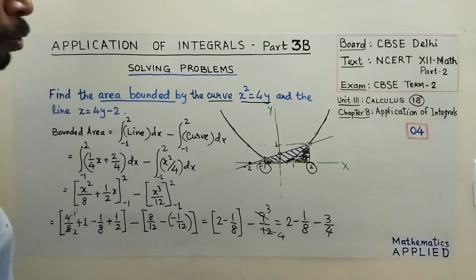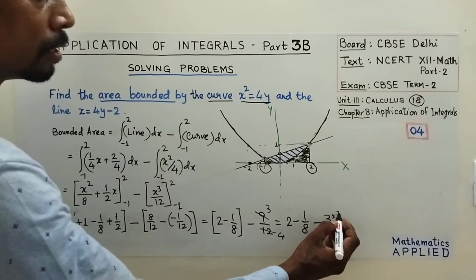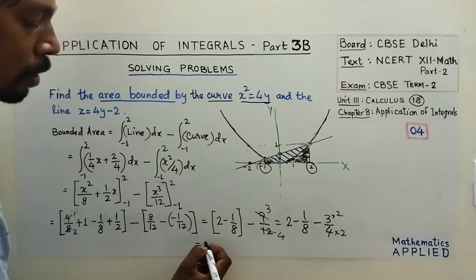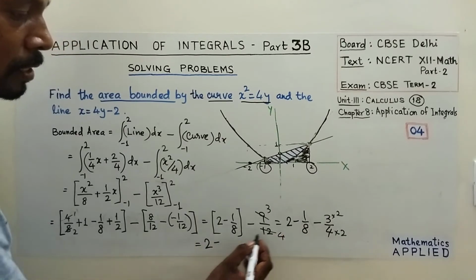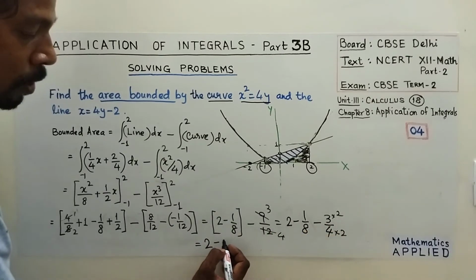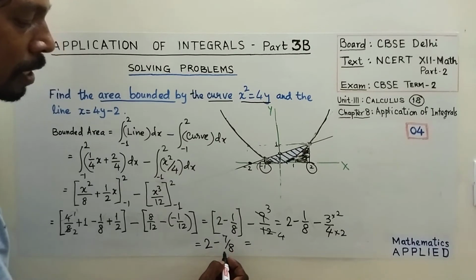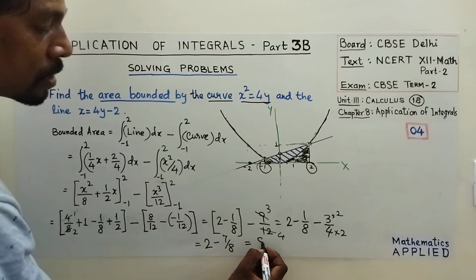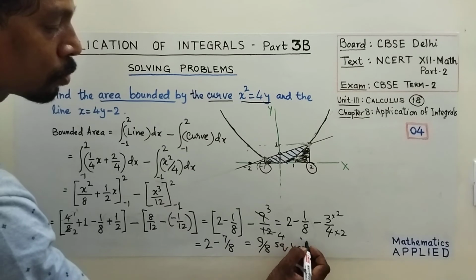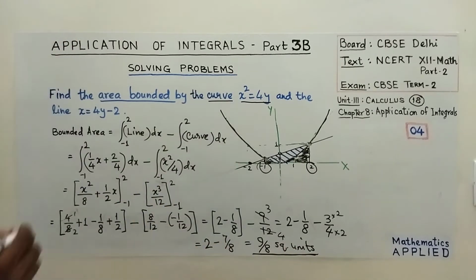Now this is the situation. For a common denominator, I will multiply by 2 over here, and I get 2 minus 6 minus minus 1, minus 6, that is minus 7 by 8, and that gives me 16 minus 7 over 8, which is 9 by 8 square units. So this is the area of the region bounded within this.